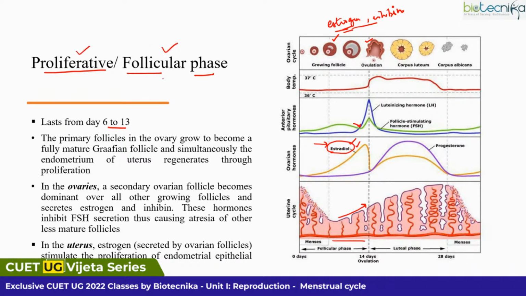proliferative phase. In the proliferative phase, remember what is happening is one follicle will grow and it will suppress the growth of other follicles. It will dominate over other growing follicles, it will secrete estrogen, it will secrete inhibin, and it will inhibit the release of FSH. So FSH levels go down, so as a result other follicles cannot grow, and because of estrogen levels going up, the endometrial cells will proliferate and the endometrial lining will increase.